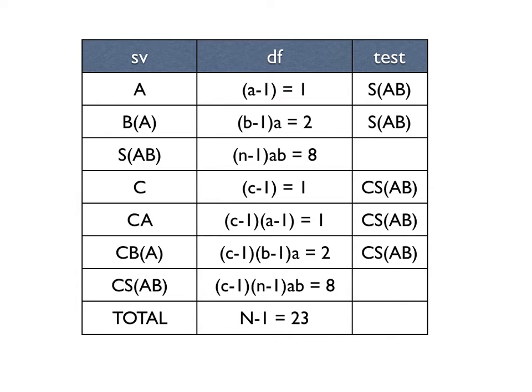Subjects are nested within A-B interactions. How many subjects did I say? It was 3? Something like that? Yeah. N minus 1, so 3 minus 1 is 2. Within each level of A, there are 2 levels of B, and there are 2 levels of A. So we go 2 times 2 times 2, we get 8.